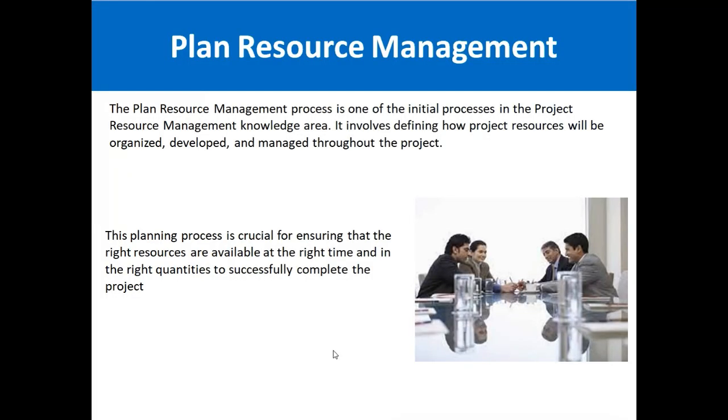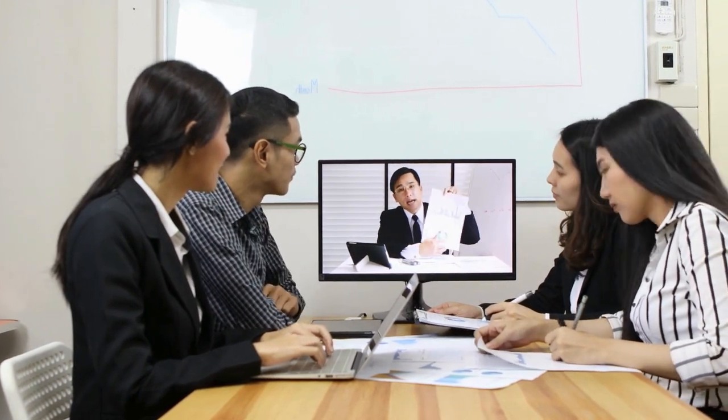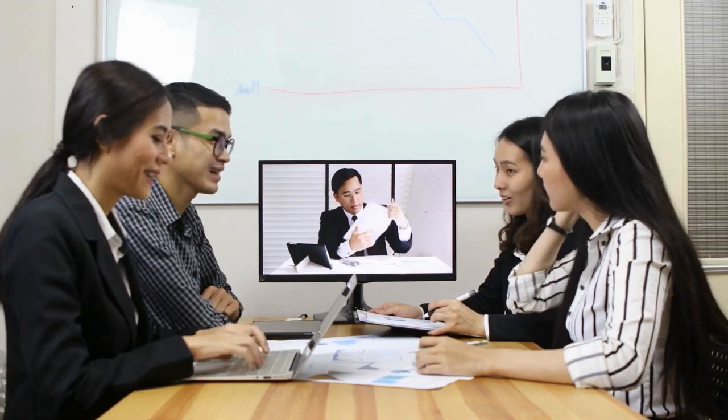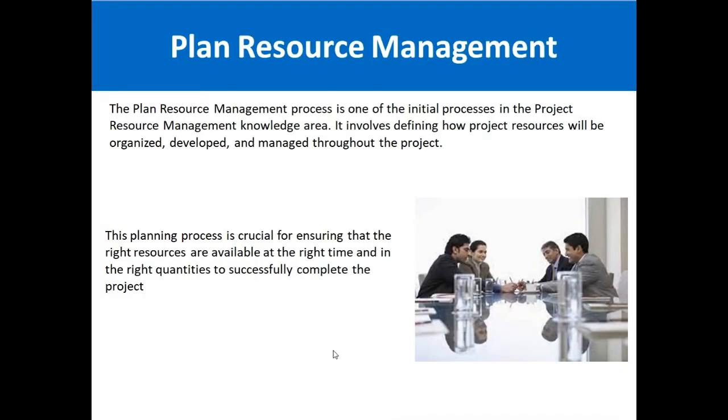When we talk about resources, they could be human resources, hardware, software, or any services. All those things could be considered as a resource which we require for the completion of a project. So the planning process is crucial for ensuring that the right resources are available at the right time and in the right quantities to successfully complete the project. So basically plan resource management means that the resources which are required for a project, either human resource, hardware, or software, we can plan them accordingly.